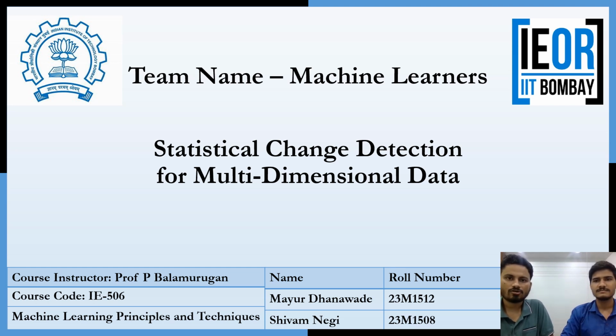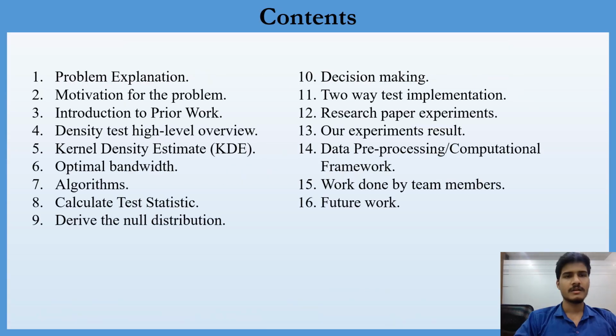We are going to present our machine learning project, which is statistical change detection for multidimensional data. Now we will discuss these contents: a problem explanation, motivation for the problem, introduction to the prior work, what the kernel density estimator is, and the different types of algorithms used in this project, and finally the decision making process, how we implement the two-way test, and many more. Now let's start.